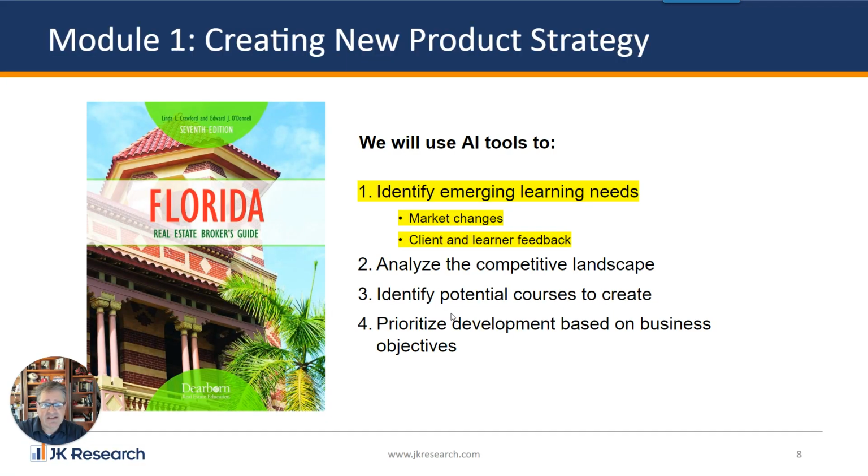Identifying emerging learning needs is extremely important when you're thinking about what new products to create. We're going to look at two sources here. We're going to look at market changes, because many of you are, for example, in the compliance business, right? And anytime a law changes, that creates new learning opportunities around that law to help people be in compliance. And then we're going to look at client and learner feedback, which a lot of you probably collect, but from my experience, most people don't act on it, but it's very helpful when creating new product strategy.